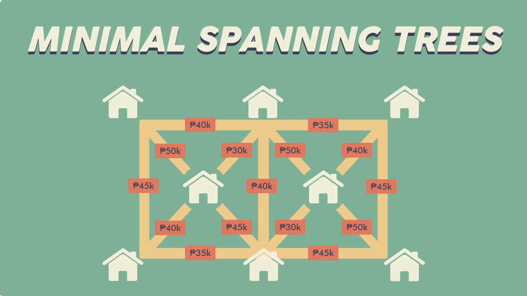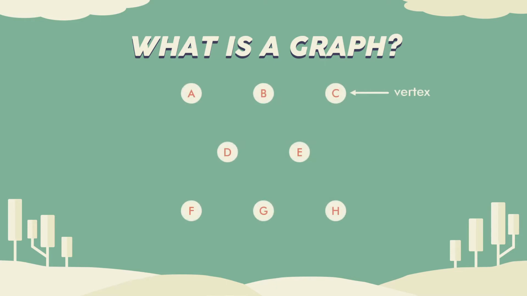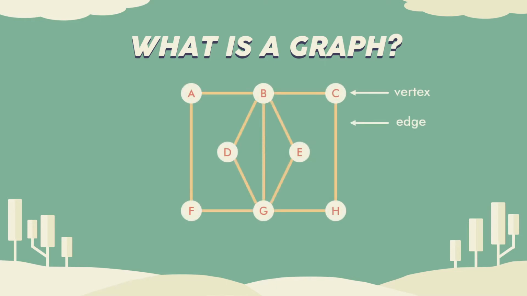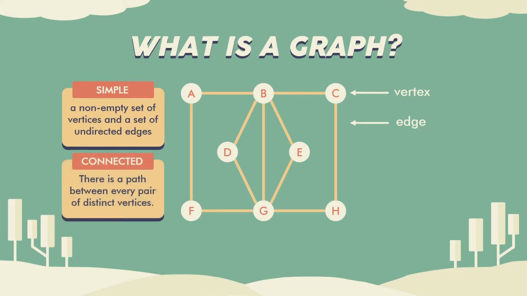First of all, what is a graph? A graph is a structure that consists of vertices that are connected by edges. The graph shown is an example of a simple graph such that it contains a non-empty set of vertices and a set of undirected edges. It is also a connected graph wherein there is a path between every distinct pair of vertices. If we add weights to the edges, our graph becomes a weighted graph. This graph also contains circuits like ABDGF, BDGE, and BCHGE.